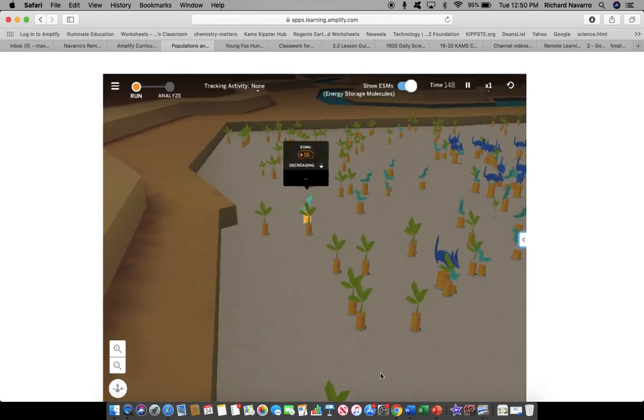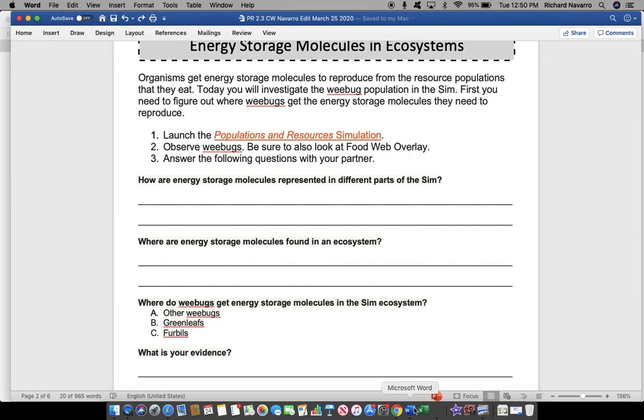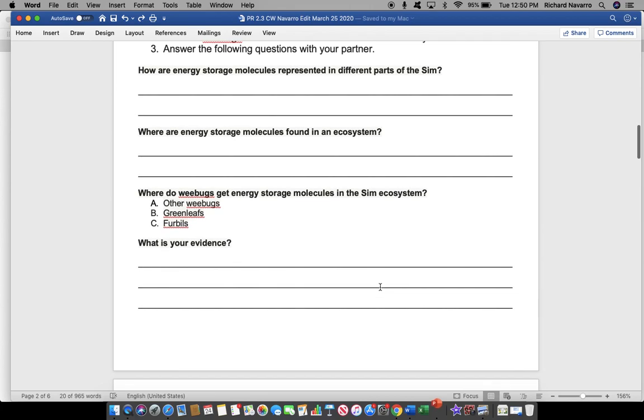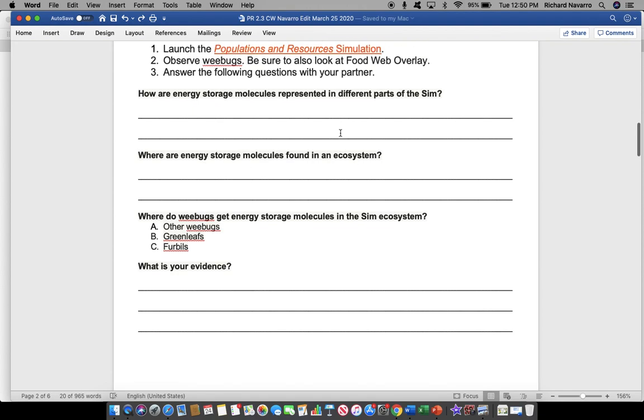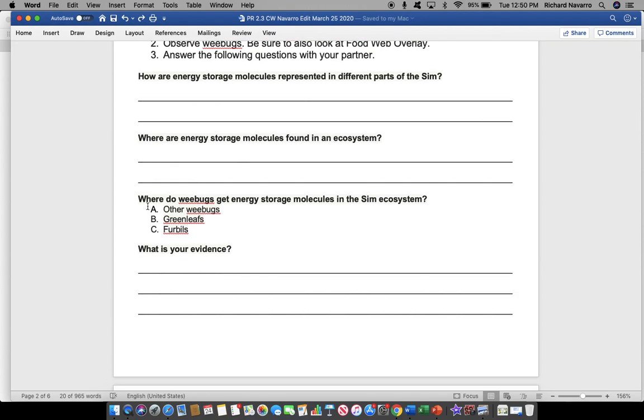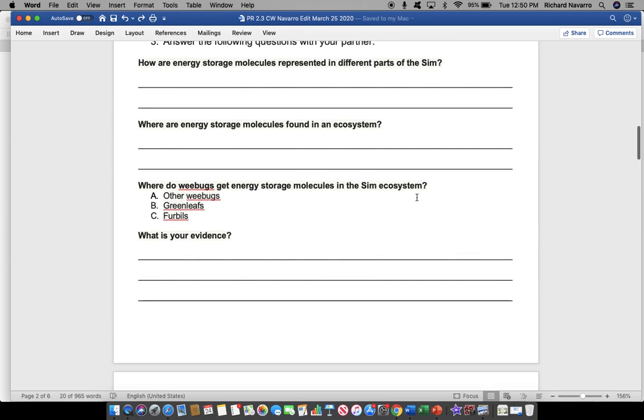So at this time, answer the following questions. How are the energy storage molecules represented in different parts of the sim? Where are the energy storage molecules found in an ecosystem? Where do the wee bugs get energy storage molecules in the sim ecosystem? And what is your evidence for that? I'll let you answer those questions on your Google document, and you can continue watching the simulation.